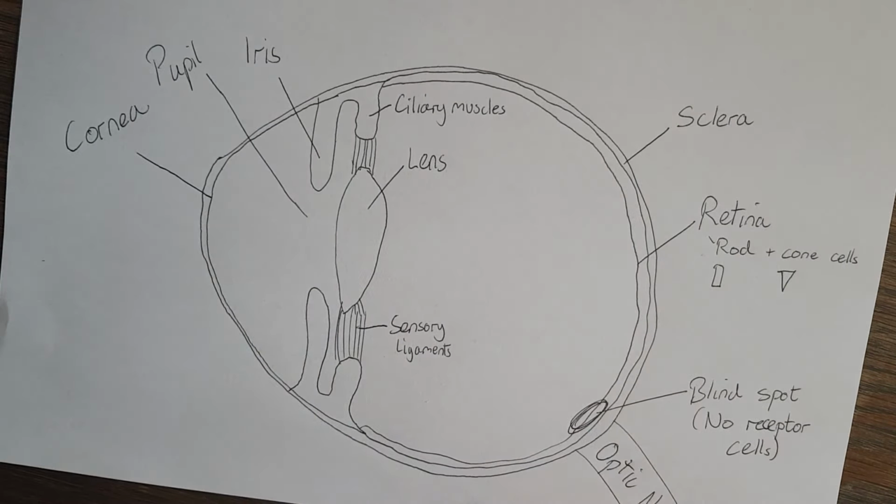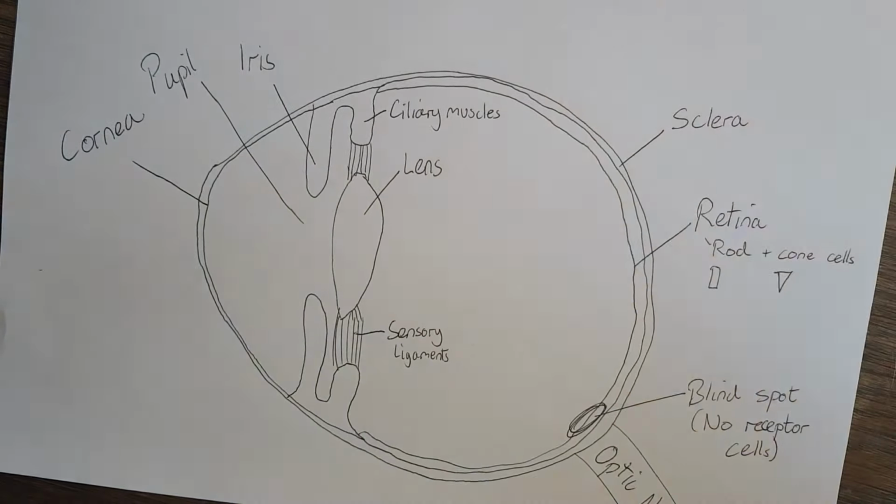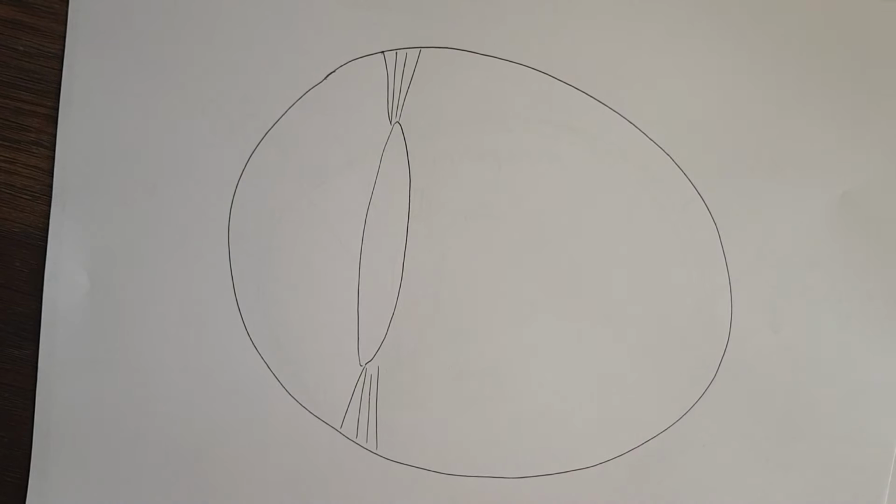So this is the structure of the eye. You do need to know the structure of the eye and what part is where.